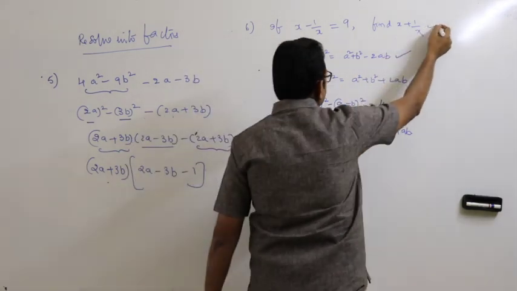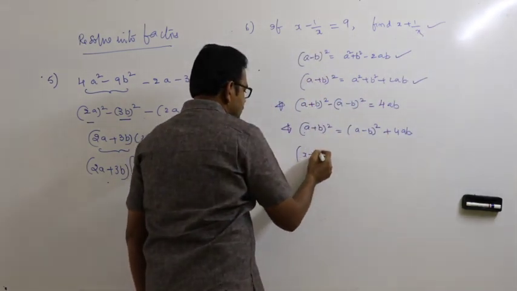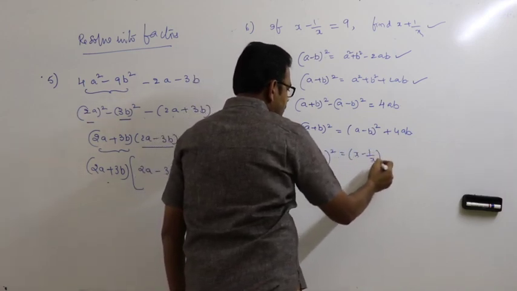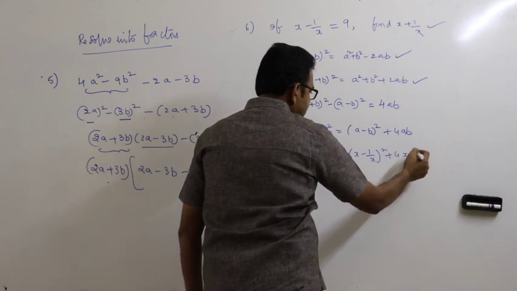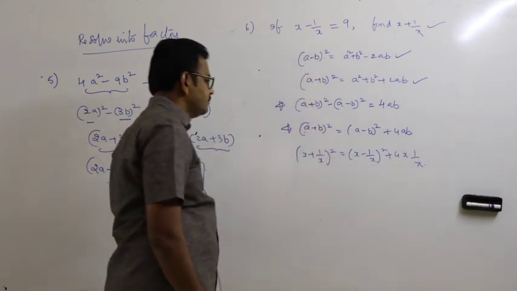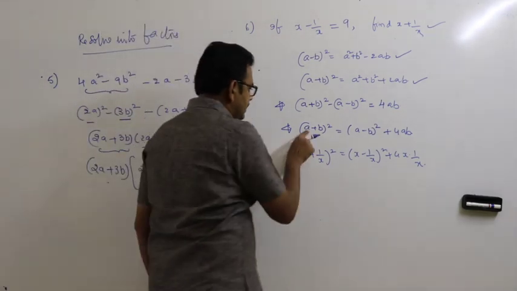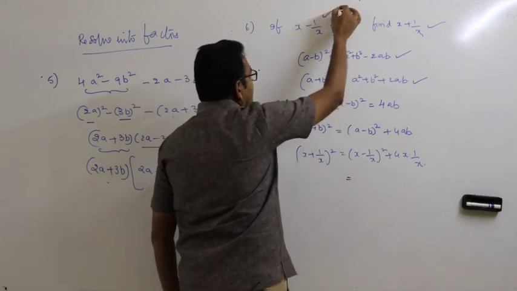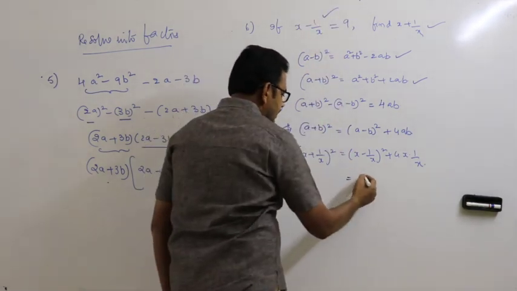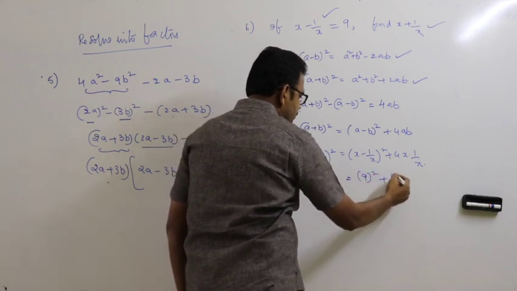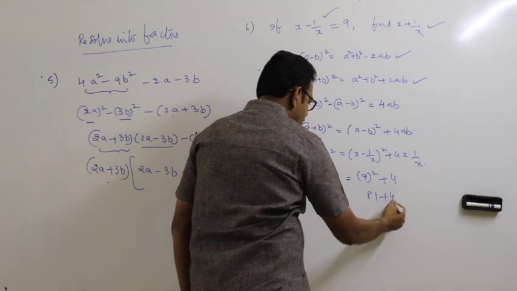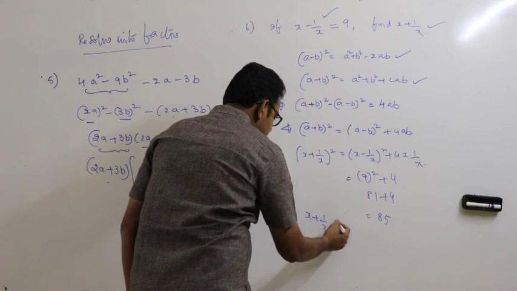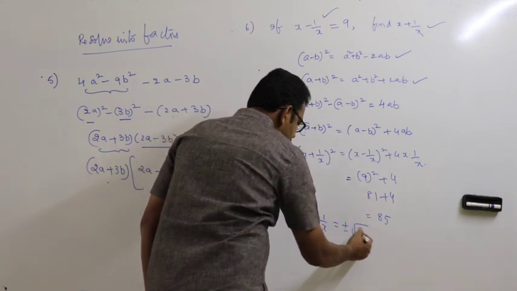Now for using this, x plus 1 by x whole square is equal to x minus 1 by x whole square plus 4 into x into 1 by x. So a is x, b is 1 by x. Already the value is given, x minus 1 by x is 9. So this is 9 square plus 4, 81 plus 4, that is 85. So x plus 1 by x is equal to plus or minus root of 85.